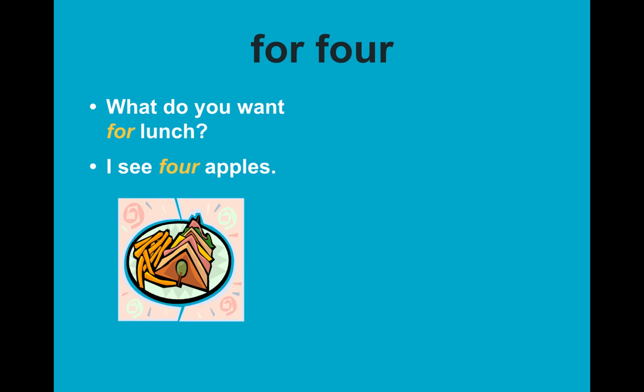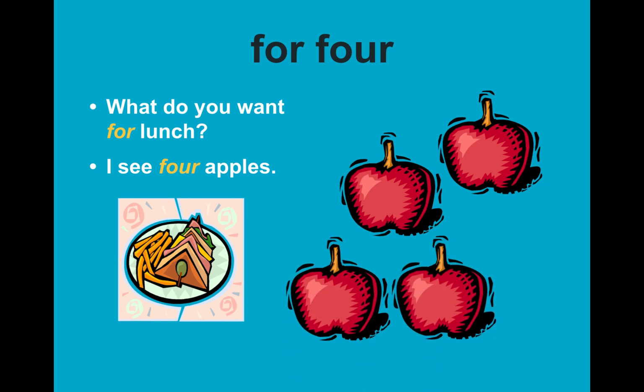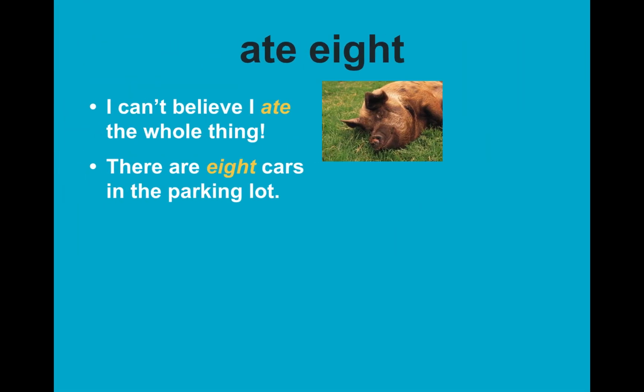For and four. What do you want for lunch? It's a connecting word. It's a conjunction. The word for is a conjunction, a special kind of word. Then, I see 4 apples refers to the number. 1, 2, 3, 4.